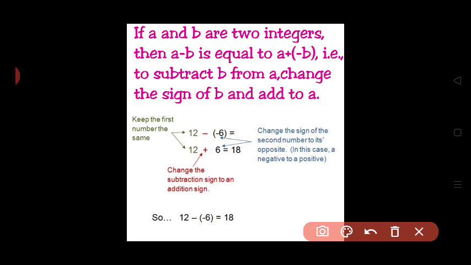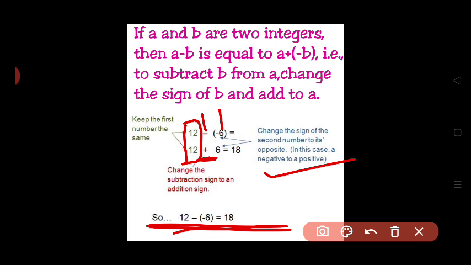So here is the question given: 12 minus 6. In that case, what do we have to do? Change the sign of the second number to its opposite. In this case, a negative to a positive. So here is negative and negative, so if you change, it becomes positive. Keep the first one as it is. So what will happen? Now the equation you will get is 12 plus 6, which is equal to 18.